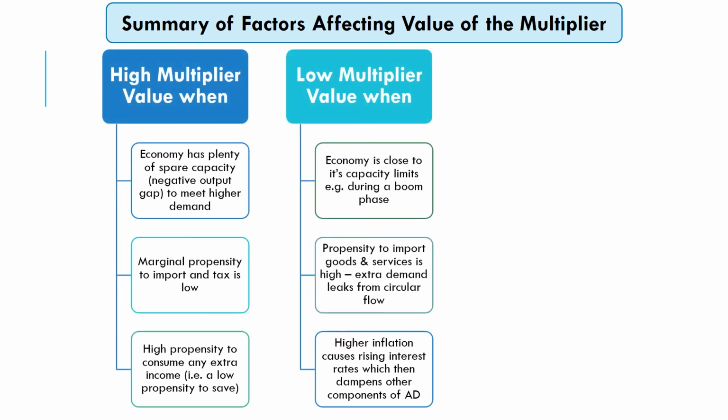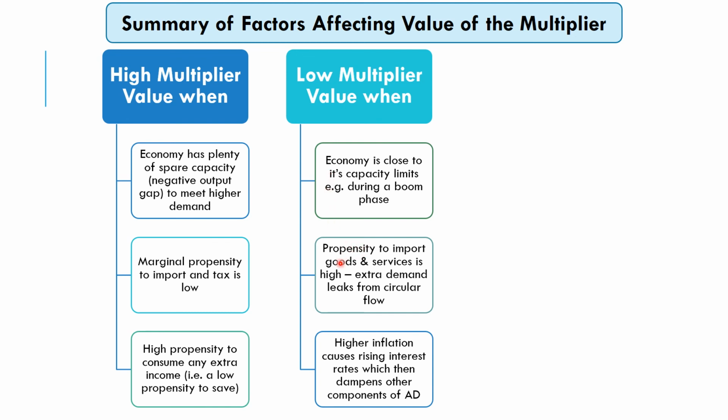What would affect the value of the multiplier? Well, the multiplier is likely to be quite high when the economy has plenty of spare capacity, so they can quickly increase output and produce more. If the propensity to import and pay tax is low, then there's going to be more consumption, so the multiplier value will be higher. If there's a high propensity to consume any extra income, then there is going to be a higher multiplier value. It's going to be a low multiplier value if the economy doesn't have any spare capacity, and output can't be increased even though people perhaps demand it.